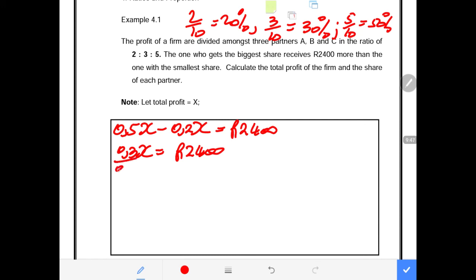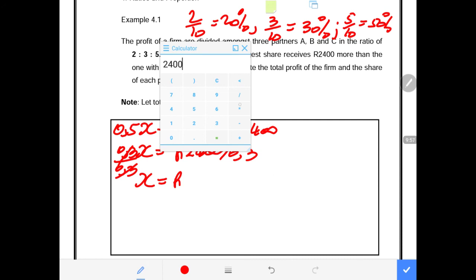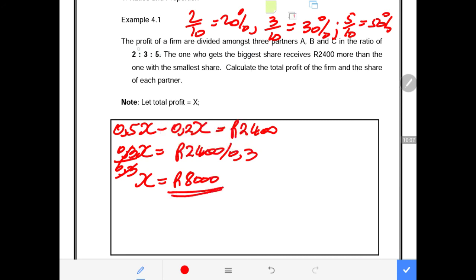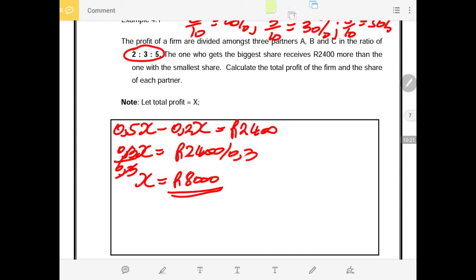We divide by 0.3, this will cancel, 0.3x will be equal to, and we divide by 0.3 here. Then after we say 2,400 divided by 0.3, it gives us the same profit that is to be shared, 8,000. So what I want to bring across to your mind is the fact that a ratio can be expressed as a percentage, and you get to the same numbers at the end of the day. So you share the same 8,000, you'll get to the same accurate numbers as we have shown you before.